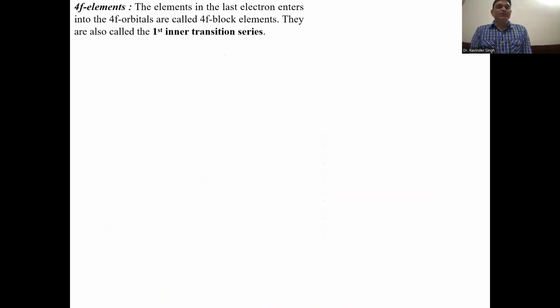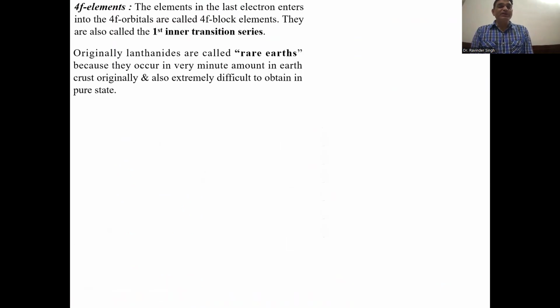Next are the f block elements: the elements in which the last electron enters the antepenultimate f subshell are called the f block elements.